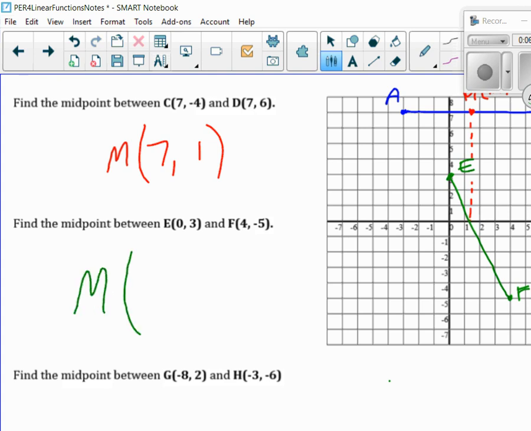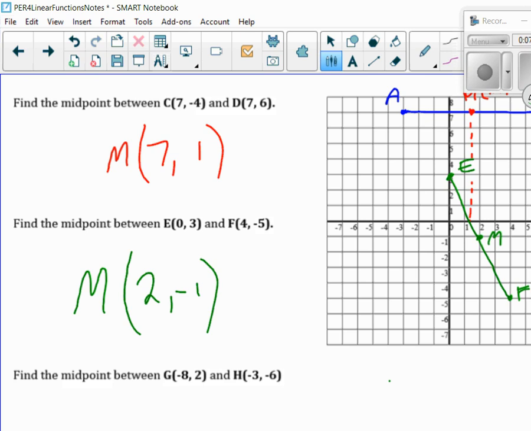Midpoint, add them up, divide by 2. So what's the x coordinate? 2. How did I get 2? 0 and 4 is 4, divided by 2 is 2. So somewhere on the 2, it looks like it's going to be right there, right? What's 3 and negative 5 divided by 2? 3 and negative 5 adds up to negative 2, and then negative 2 divided by 2 is negative 1. Does that not look like 2, negative 1? Yes?